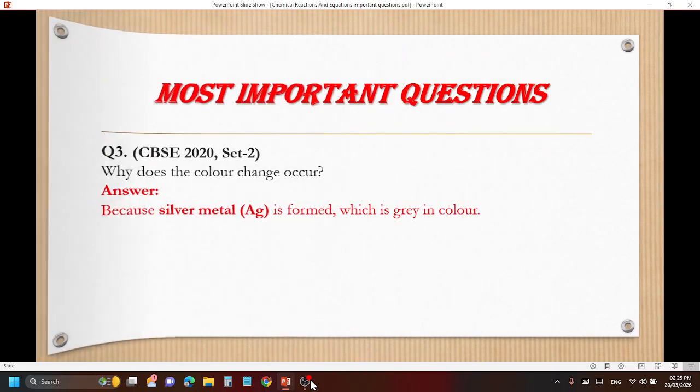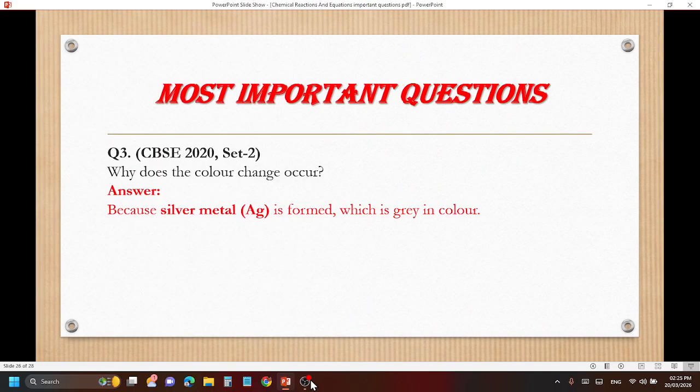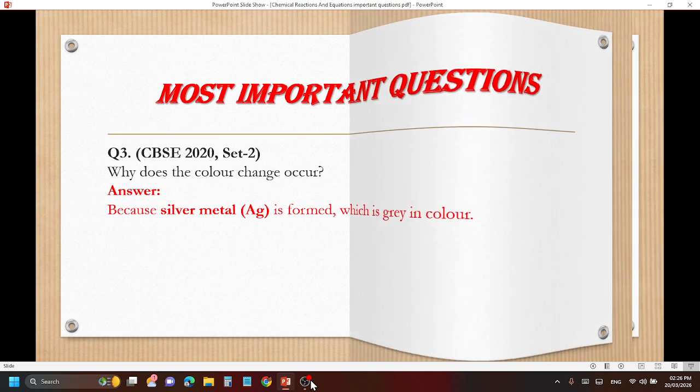Remember it. Moving on to the next question: why does the color change occur? Because silver metal is formed. If you see the decomposition reaction, AgCl was white in color, but when it got decomposed, it became gray, because the silver chloride is decomposed and breaks down into two products, silver and chlorine. Since chlorine is a gas, it gets blown away in the air. But the silver is gray in color and remains back. And so the color change occurs from white to gray. Simple, sorted. This was a CBSE 2020 question.